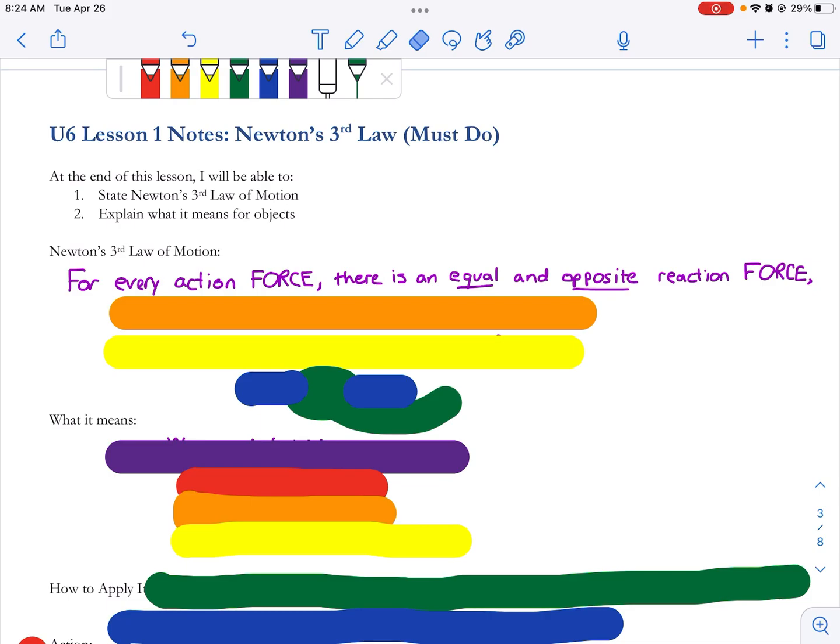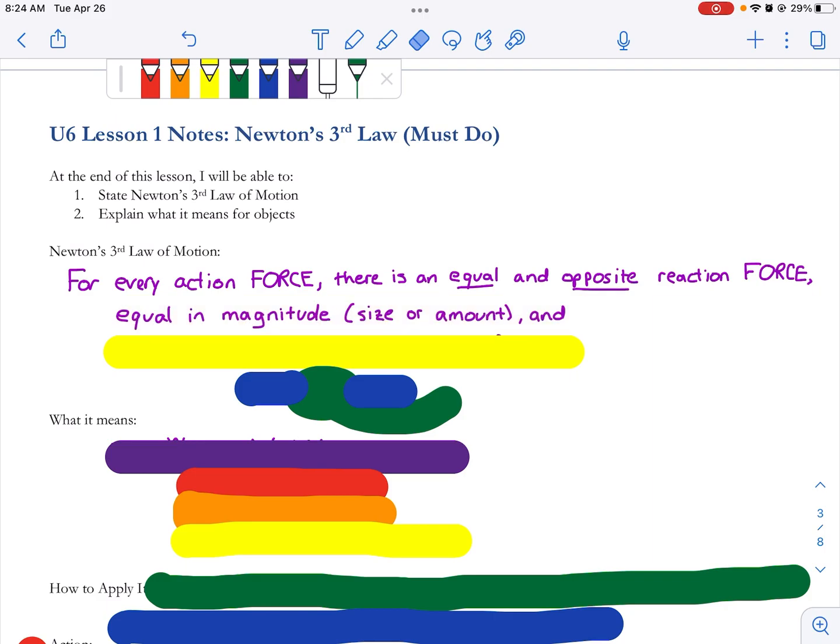It's got two more pieces here. Equal in magnitude, that means size or amount, and opposite in direction, that means which way. And then there's a little diagram I'm going to draw here.